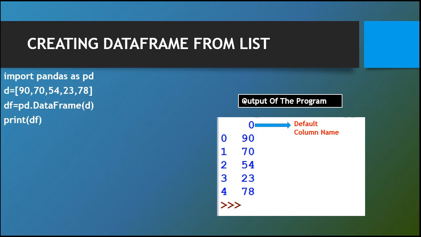Now let us create a data frame from a simple list, for which we have created a list variable d with 5 elements 90, 70, 54, 23, 78. That means all the elements will be displayed in a single column with a default column index number as 0. Now pass this list variable in a data frame. That means that now the list is converted into a data frame, and here is the output.